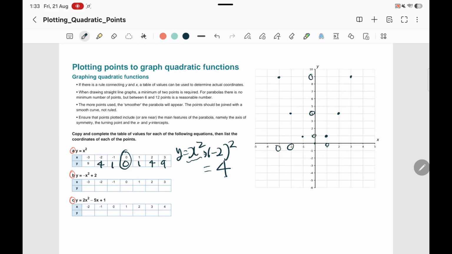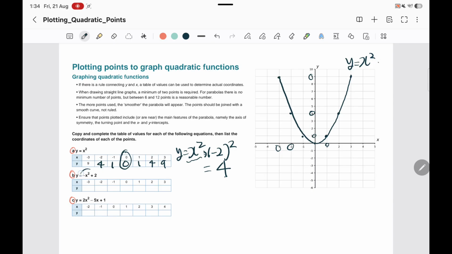So the graph actually looks like this. I don't like this one, so let's just draw it. How do I get rid of that? Okay, so this is y equals x squared. Let's repeat this process.